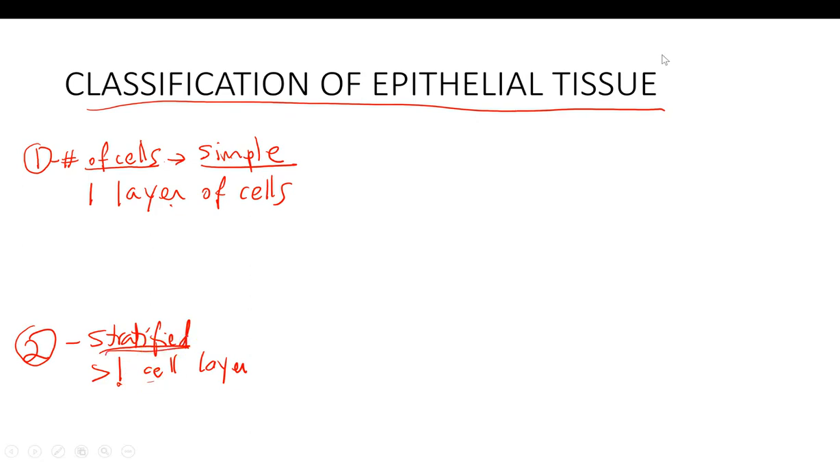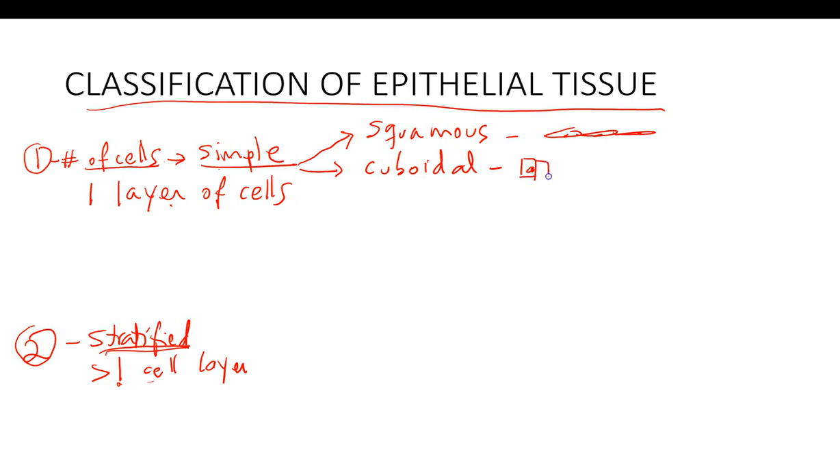The second criteria for classification will be the shape of cells. Based on the shape of cells, the tissue can be squamous if the cells are flat. So if we have simple squamous epithelium, we have one layer of flat cells. The tissue could be cuboidal if the cells are square. So based on the number of cells, if there's one layer of square cells, the tissue is going to be simple cuboidal. The tissue could also be columnar. If there is one layer of columnar cells, we're going to have simple columnar epithelium.